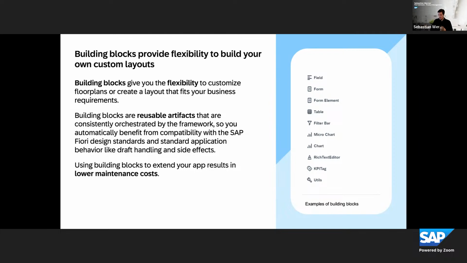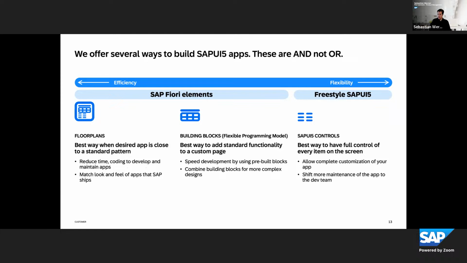So they have the design built in, they have accessibility built in, and they have behaviors like draft handling and side effects automatically. This is what you get out of the box with those building blocks if you want to start with a blank page and just use the building blocks and build around it. Of course, this means lower maintenance cost at the end. So we're going to look at this a little later.